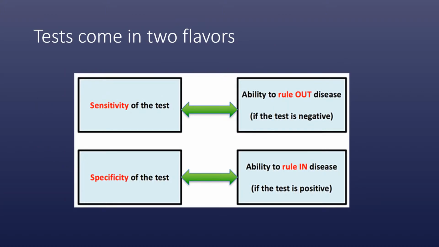As you know from your clinical practice, there are basically two types of testing strategies that we use: tests to rule in a diagnosis and tests to rule out a diagnosis. Tests with a high degree of sensitivity are best for ruling out disease, whereas tests with a high degree of specificity are the best for ruling in disease.